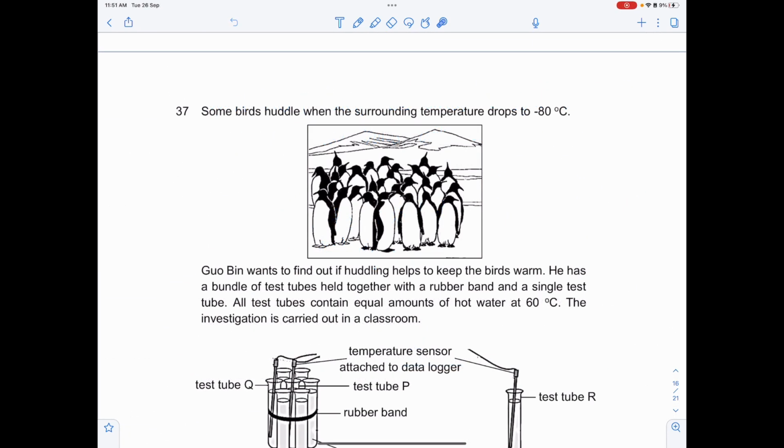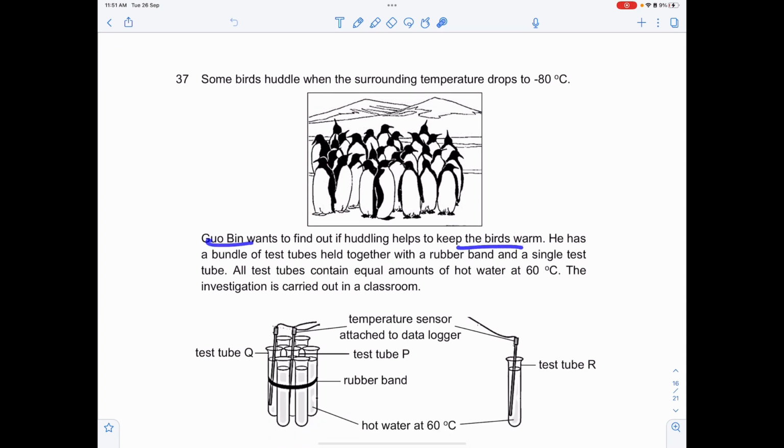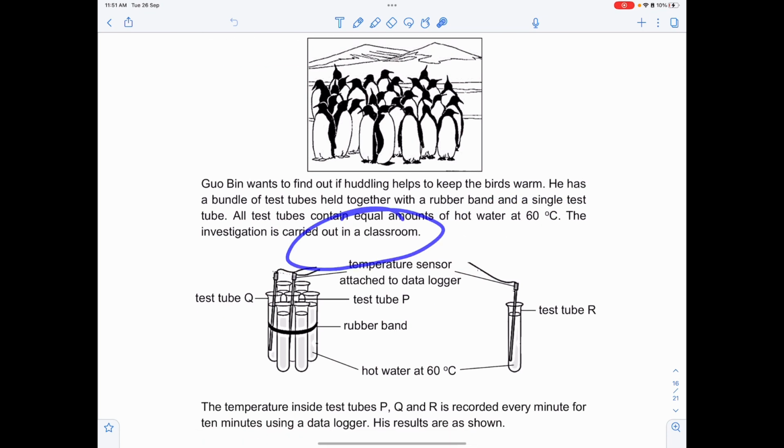Let's go. So some birds huddle when the surrounding temperature drops to negative 80 degrees. Guo Ping wants to find out if huddling helps to keep the birds warm. He has a bundle of test tubes held together with a rubber band and a single test tube. All test tubes contain equal amounts of hot water at 60 degrees Celsius. The investigation is held up in a classroom.